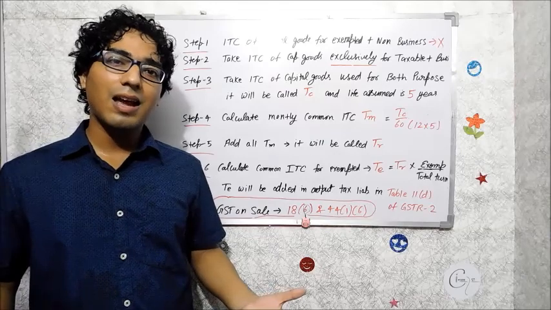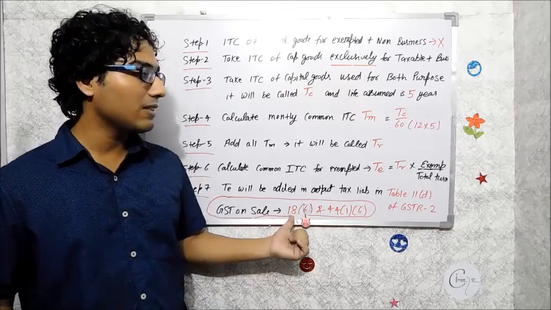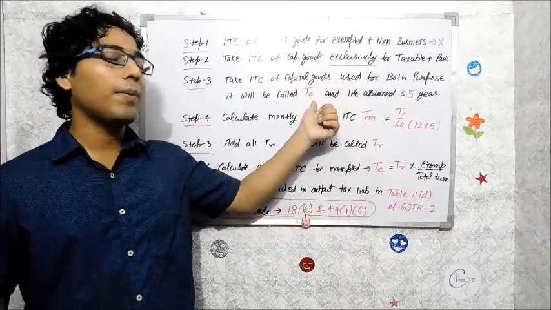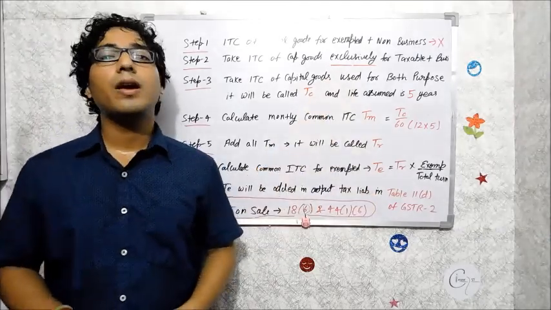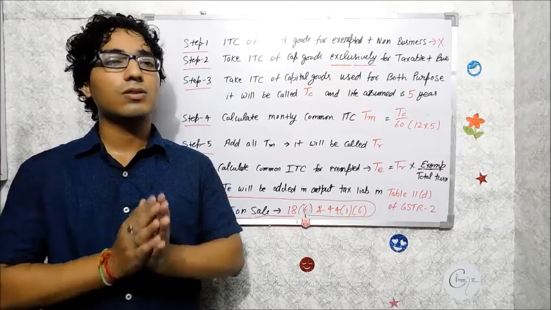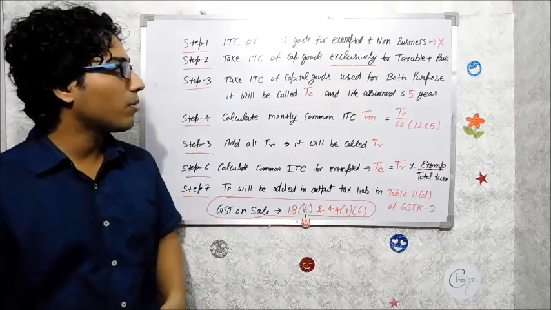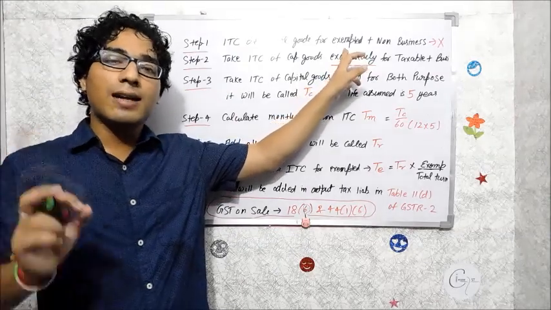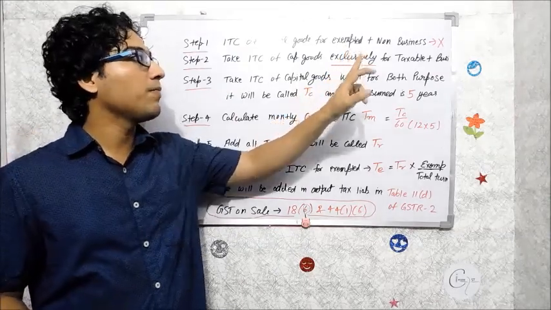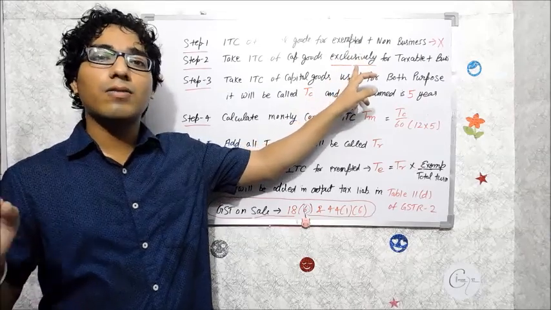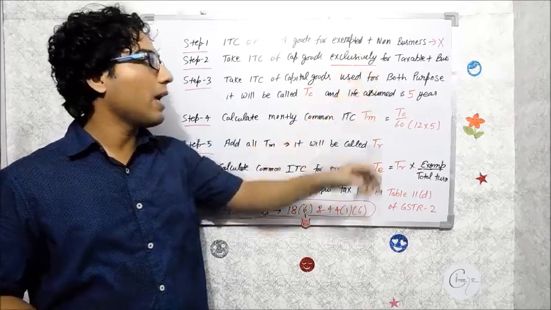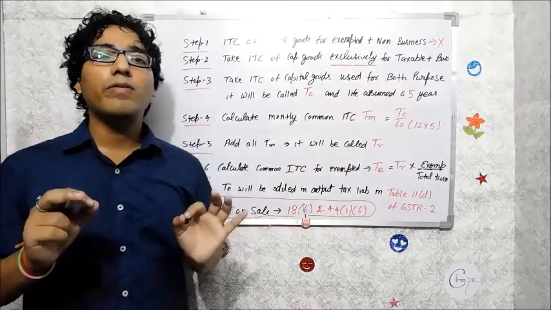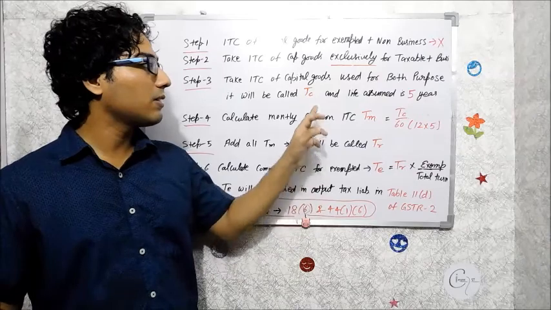So, on selling the capital goods, do the calculation like this in case the capital goods are used for both taxable as well as exempted purposes. Let me just tell you the procedure again. First of all, don't take the input tax credit of capital goods used exclusively for exempted purposes. Take the whole input tax credit for capital goods used exclusively for taxable purposes. Take the full input tax credit of the capital goods used for both purposes.